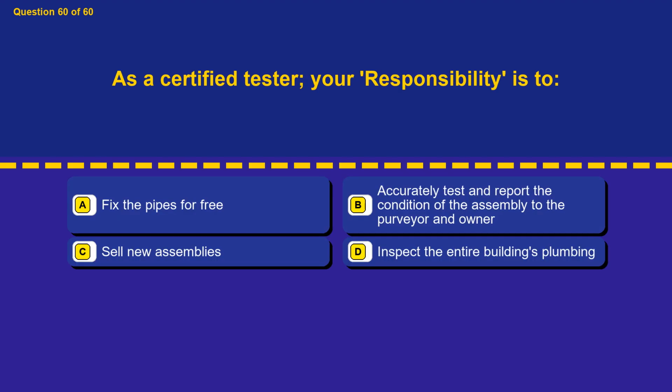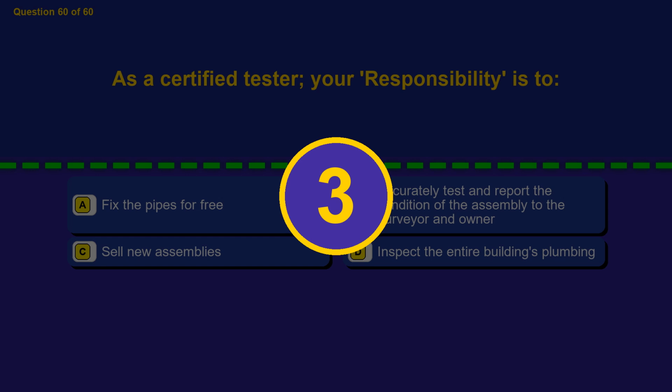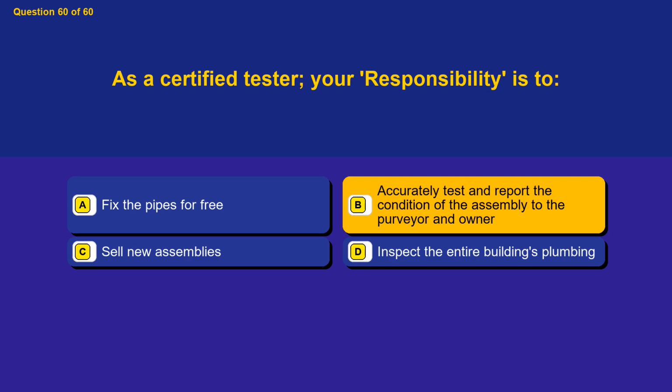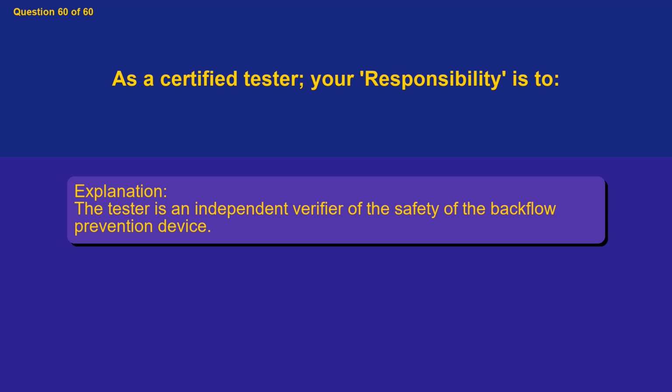Question 60. As a certified tester, your responsibility is to: Option A, fix the pipes for free. Option B, accurately test and report the condition of the assembly to the purveyor and owner. Option C, sell new assemblies. Option D, inspect the entire building's plumbing. The correct answer is option B, accurately test and report the condition of the assembly to the purveyor and owner. The tester is an independent verifier of the safety of the backflow prevention device.